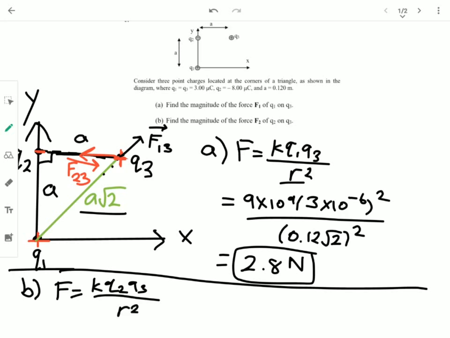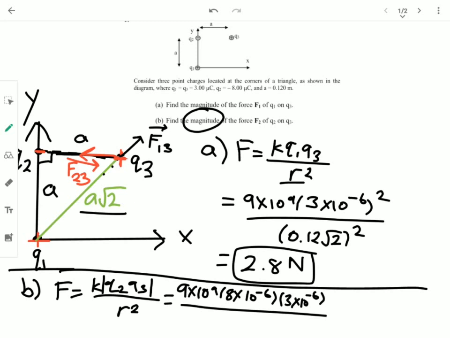Now for this question, for any question, the product of the charges always has to be positive because we're looking for the magnitude, right? So again, it's 9 times 10 to the power of 9 times 8 times 10 to the power of minus 6 times 3 times 10 to the power of minus 6, over the distance, which is a this time, so 0.12 squared. And for this, you should get the answer of around 15 newtons. So that's your answers for parts A and B.